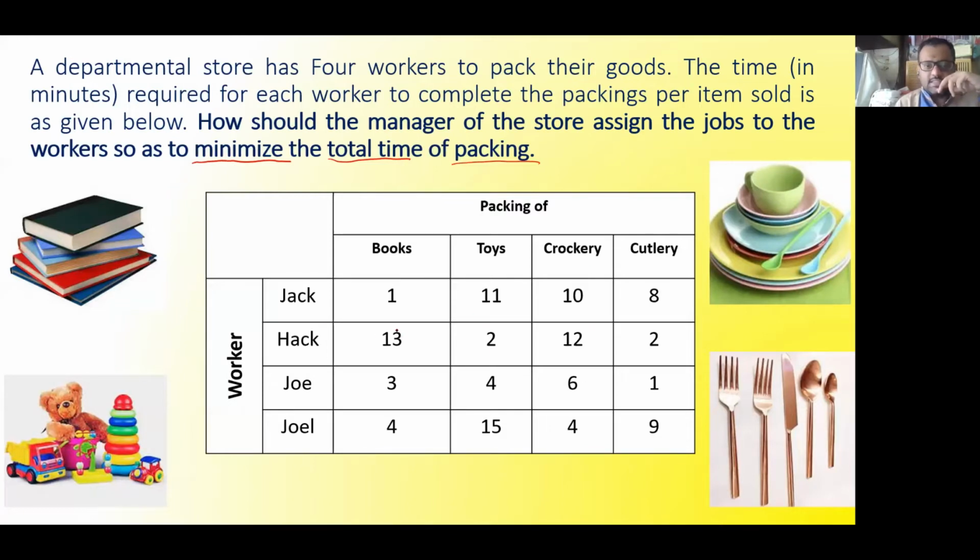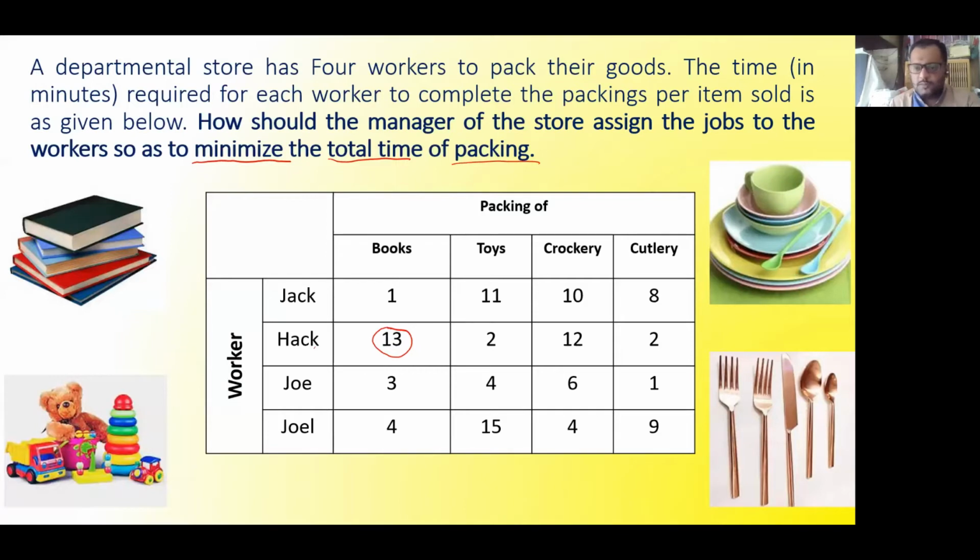So this matrix, this 13, what does this 13 indicate? This 13 indicates that if Hack will pack books, he will take 13 minutes to do it. Instead of that, if I give Hack toys, he will require only 2 minutes to pack that. So logically, I have to give Hack either toys or cutlery because he is taking the same time. Now let us go by our method and see which goods will be assigned to which worker such that the total time is minimum. So does anyone have any doubts regarding the question? No, sir. Okay.